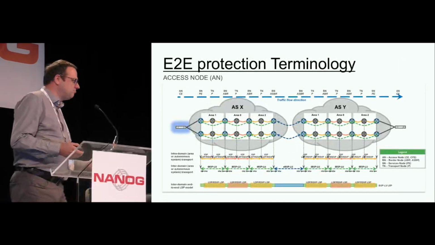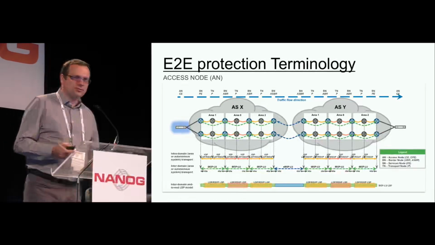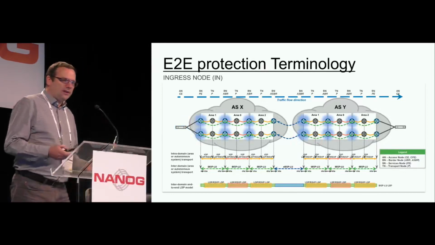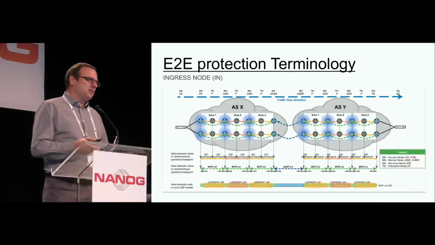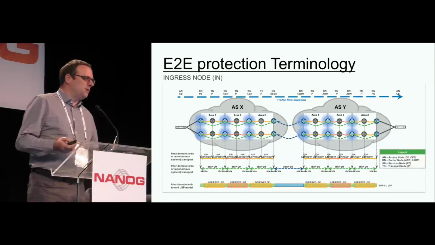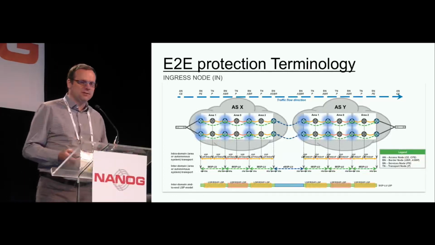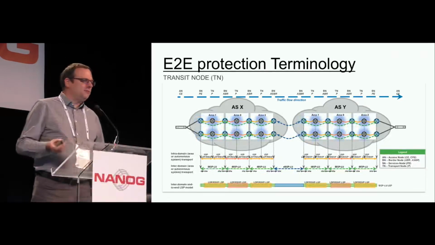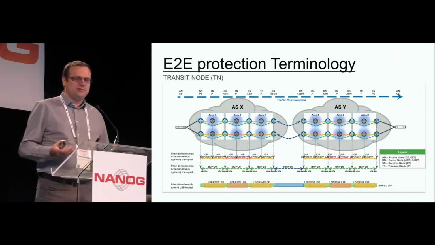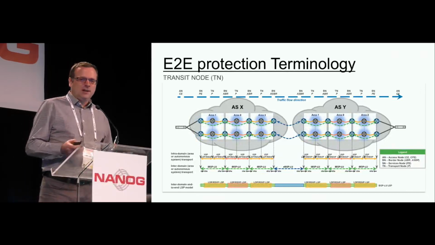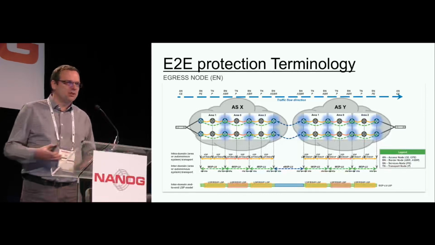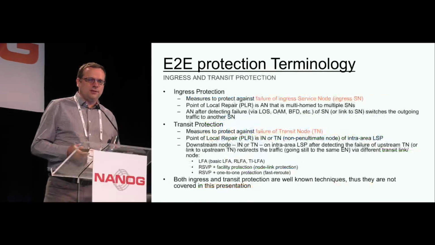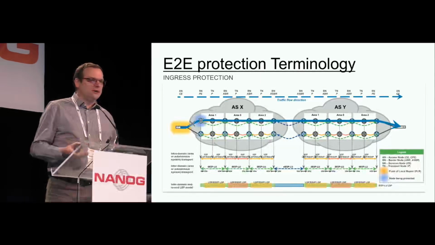In this network, every node has a different function. We have the access node at the edge of the network. The access node is connected to what we call here the ingress node. The ingress node is the ingress node of each domain. Because we have many domains, many IGP areas, we have many ingress nodes from the end-to-end protection terminology perspective. Then we have transit nodes, which are inside each domain. And then at the end, we have egress nodes, at the end of each domain. And for each of these node types, we can have protection.